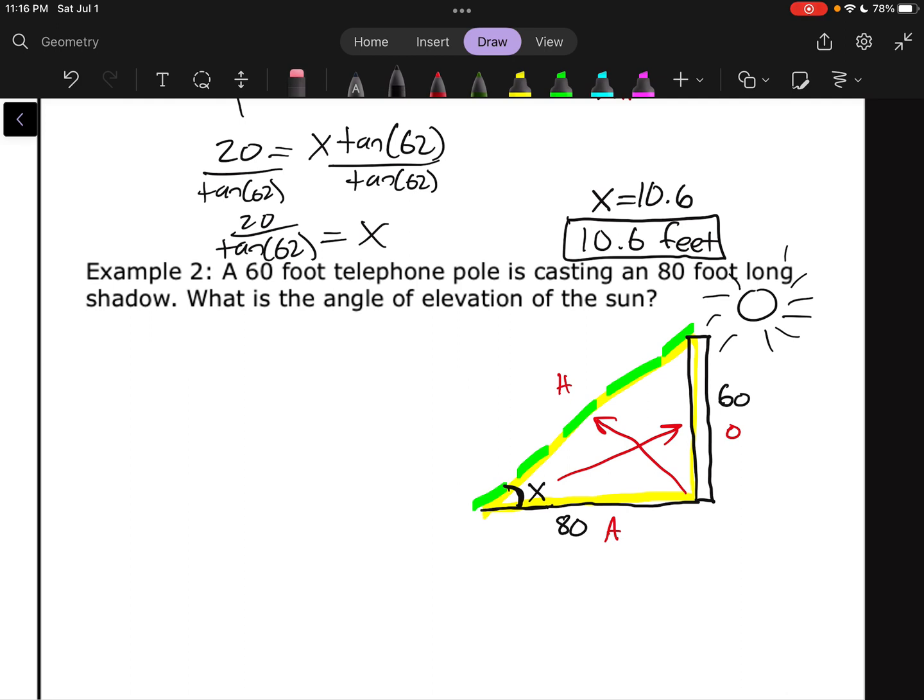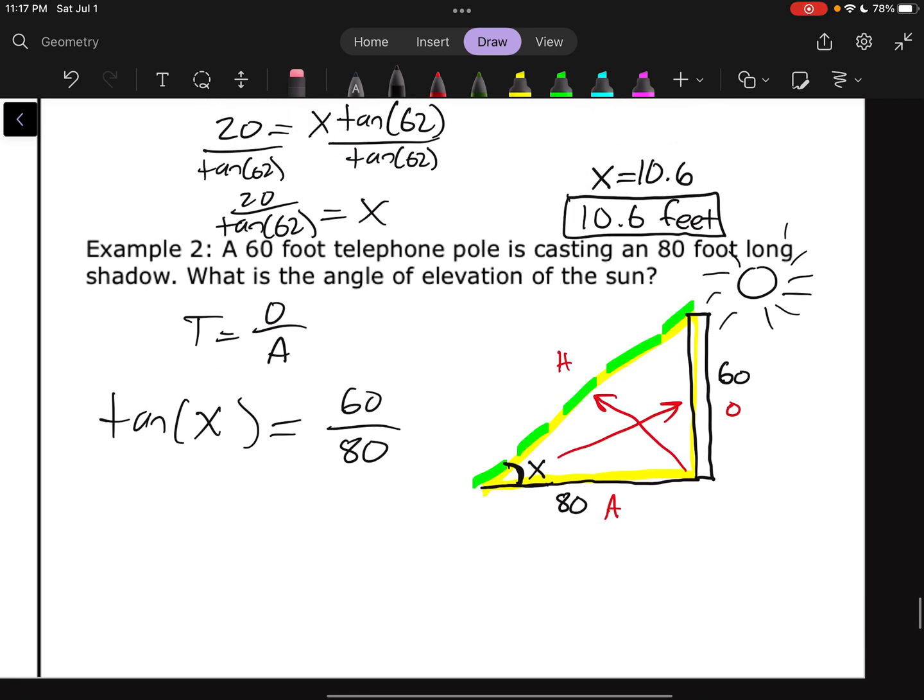Because we're using O and A, tangent is the one that does O and A. So tangent parentheses equals ratio. Inside the parentheses always goes the angle, right? So in this case, that's the x. And tangent is O over A, so this is 60 over 80.